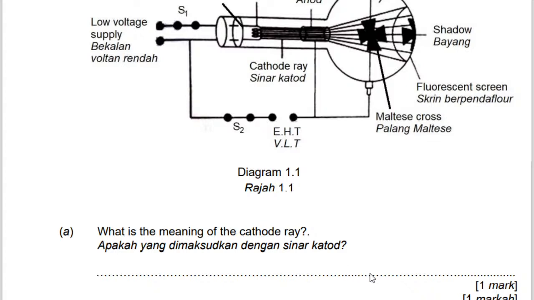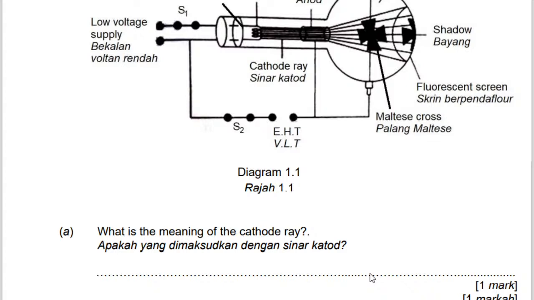Beam of fast-moving electron. Any other answer? High-speed electron ray. Any more answer? Electron moves at high velocity in a straight line. Beam of fast-moving electron. High speed electron, alur elektron bergerak dengan halaju tinggi. Ada lagi? Any more answer?